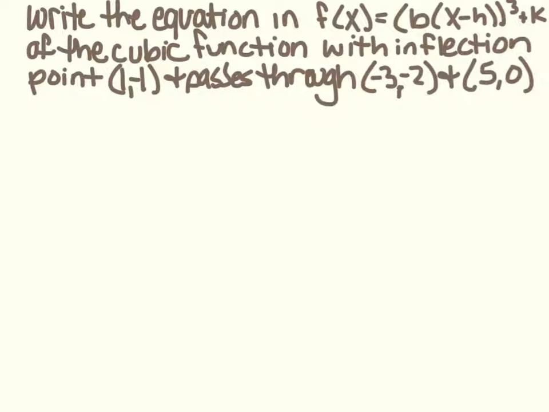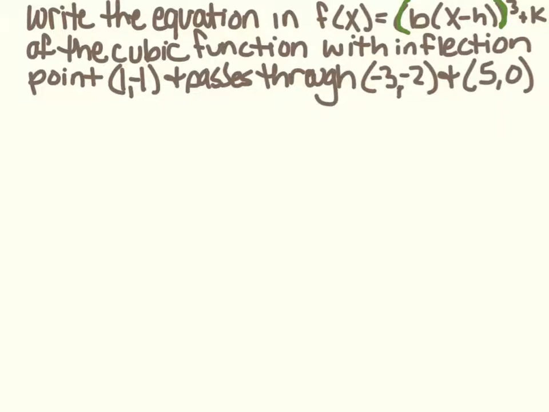So here's another example. Write the equation in f of x equals parenthesis b, parenthesis x minus h, close both, cubed plus k. So this time we have the b, and please note that this parenthesis and this parenthesis are necessary because the b is being cubed. It's part of the group that's being cubed.